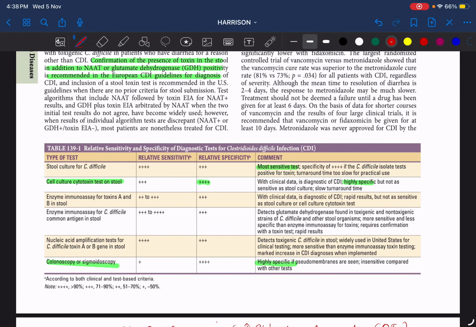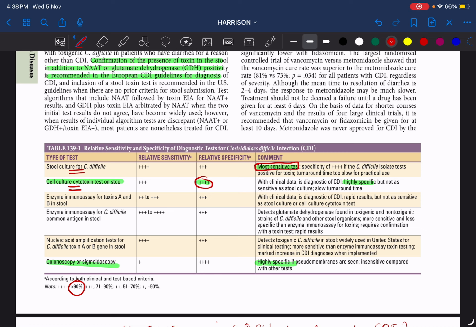First of all, I will tell you the most sensitive test is actually the stool culture for Clostridium difficile, which is the most sensitive test. And the highly specific one, here it is shown 4 plus. 4 plus means more than 90%. So more than 90% specificity is the cell culture cytotoxin test on the stools.